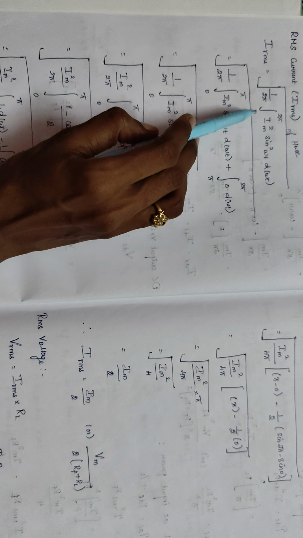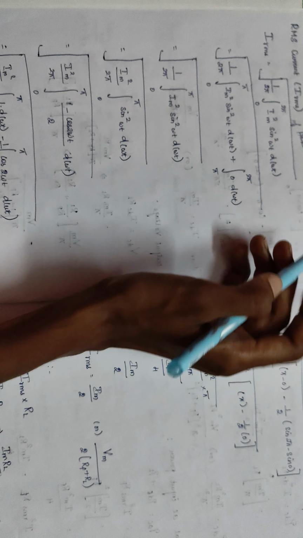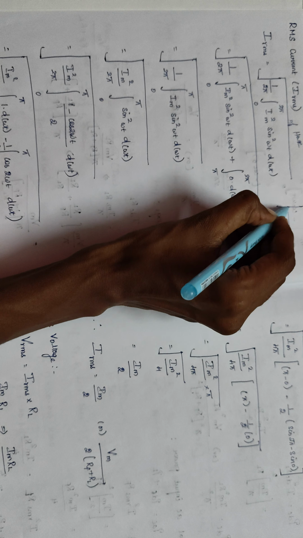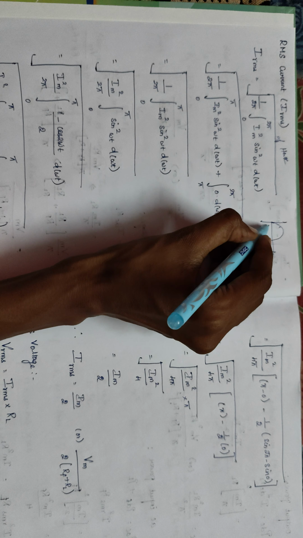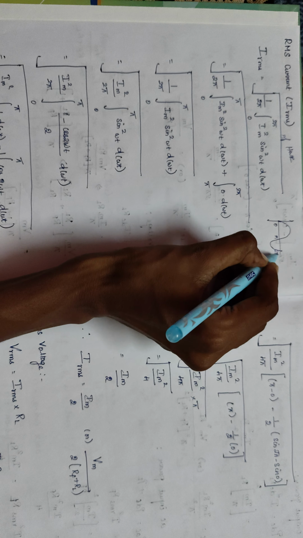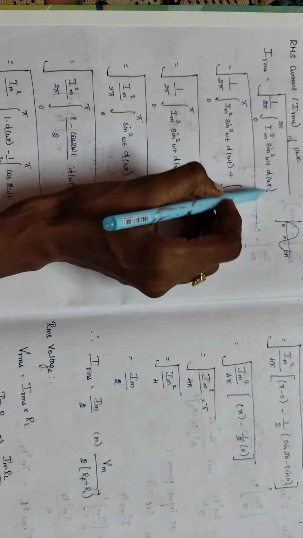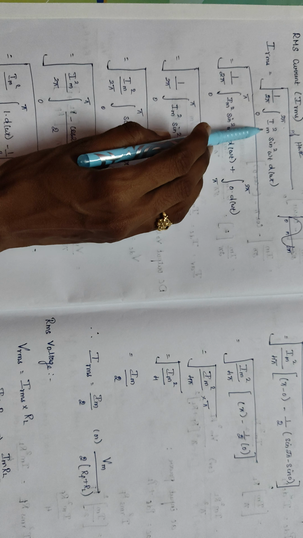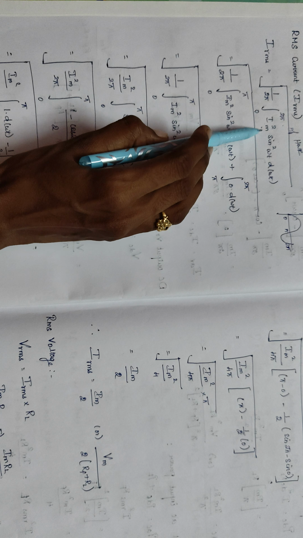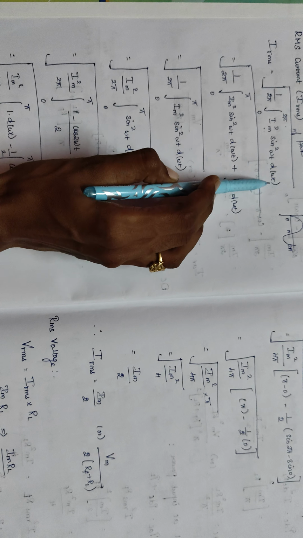So 1 by 2 pi, 0 to 2 pi, means one full sine wave cycle. One full sine wave cycle is 2 pi, right? 0 to pi to 2 pi. So 0 to 2 pi, and this is the input signal. So you have to take the square: Im square sine square omega t into d of omega t.